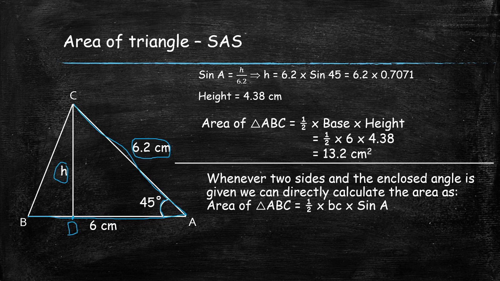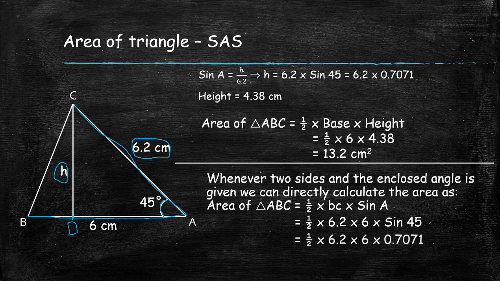Whenever two sides and an enclosed angle are given, you can directly calculate the area as half into BC into sin A, as we saw earlier. So you can just write it as half into 6 into 6.2 into sin 45 degrees. Sin 45 is 0.7071. We get the area as 13.2 centimeter square. We used both methods, and we got the same answer.